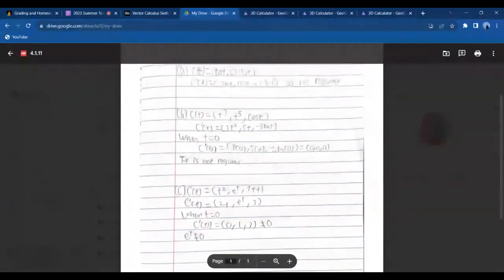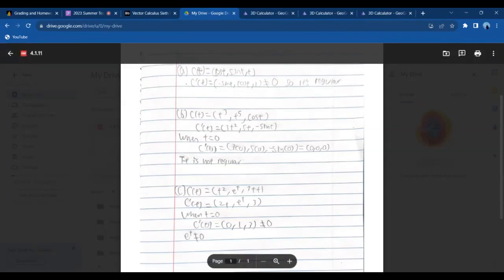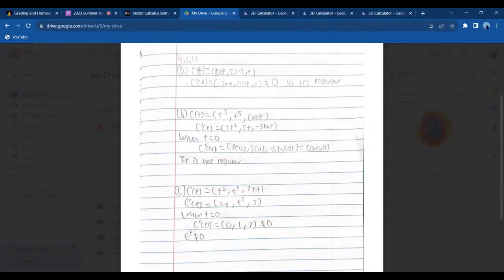Now for C, we get the vector t squared, e to the power of t, and 3t plus 1. So again, like A, because we also get a constant, this cannot equal the null vector. But just to make sure, we also plug in t of 0 to see if we get the null vector. As you can see, 0, 1, 3 is what we get, as well as the reassurance that e to the power of t cannot equal 0 for any t.